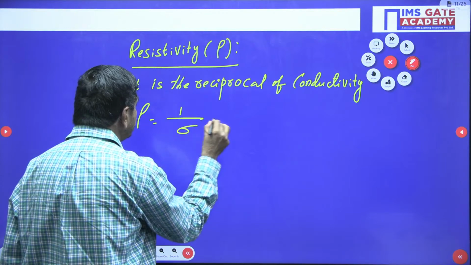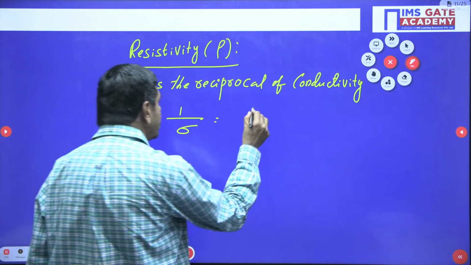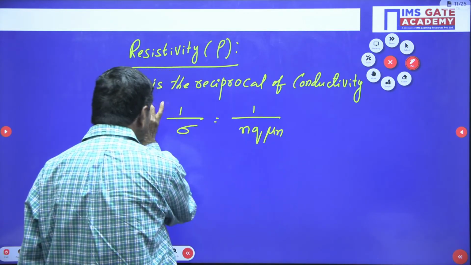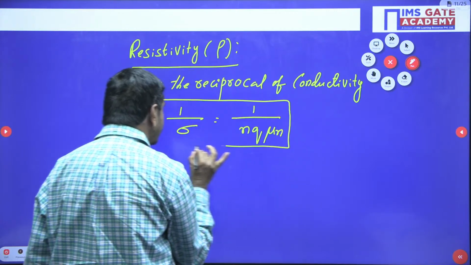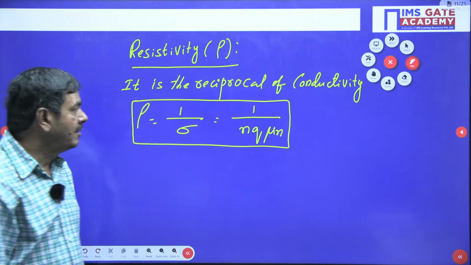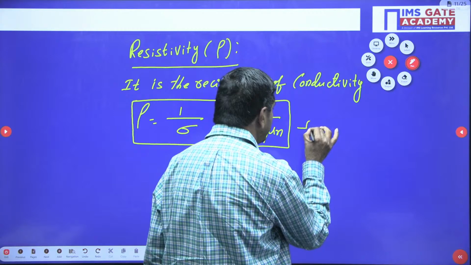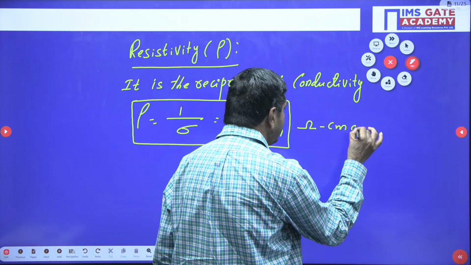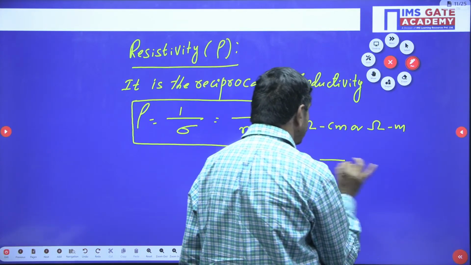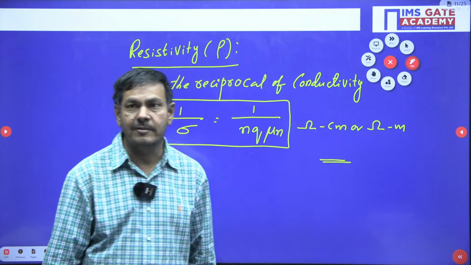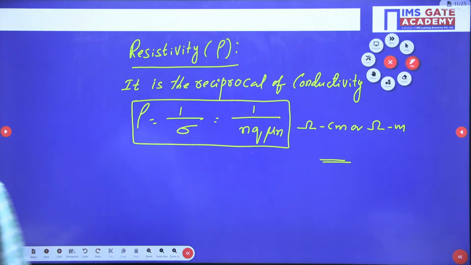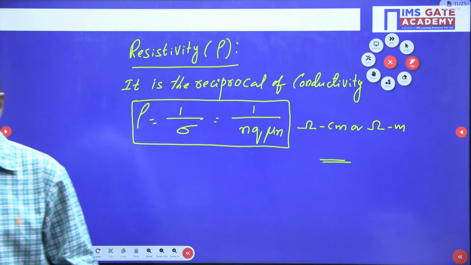I can use sigma equal to, just now I have done, N into Q into mu N. So by using this formula, the resistivity of a conductor is calculated. What units can you give? Ohm centimeters. Units are ohm centimeters, or ohm meter also you can take. Ohm meter is also allowed. These are the units you must take. Follow this. If any students have any doubt, they can raise it based upon this.